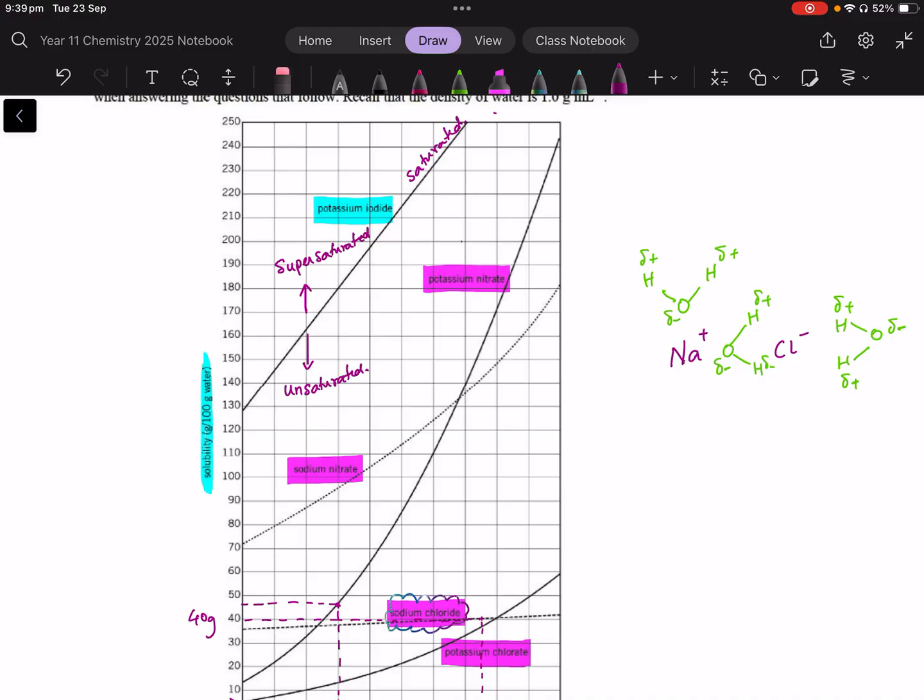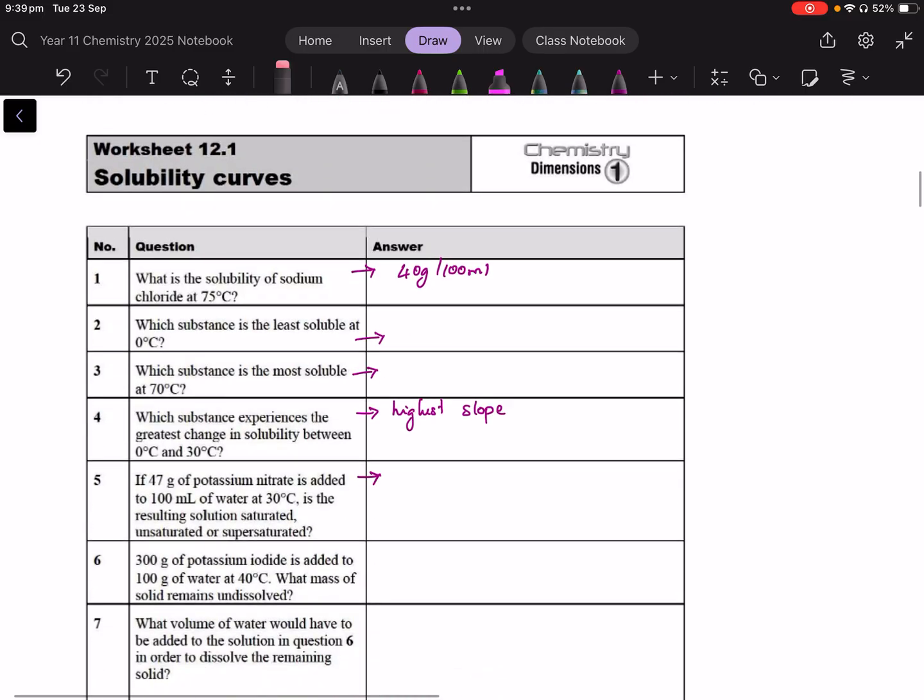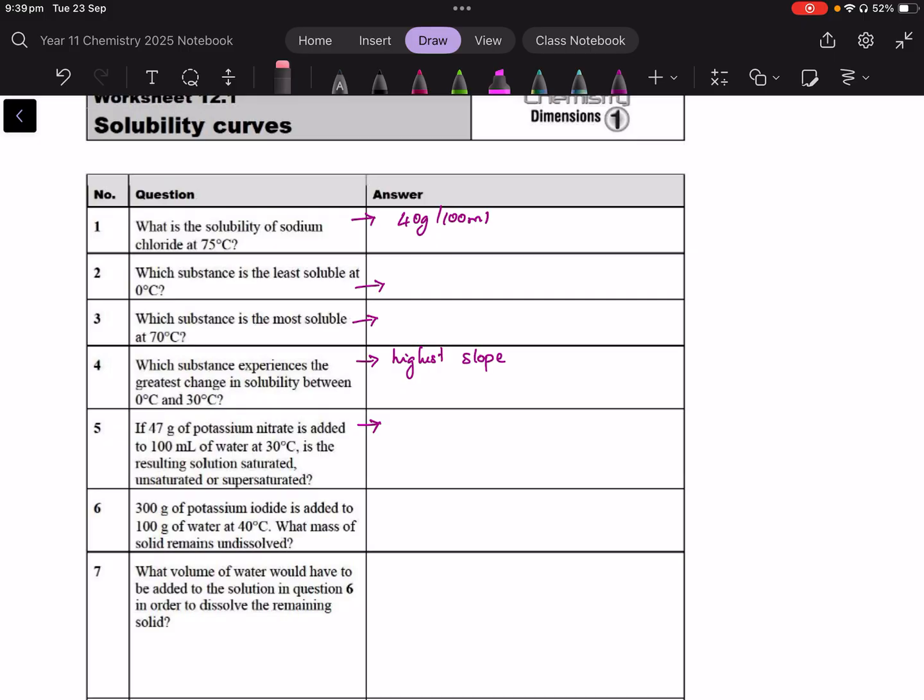So if I take, let's say, let's take a good example here. If I take 120 grams of potassium nitrate at whatever this temperature is, this is unsaturated in 100 milliliters of water. I need to have more than that for it to be saturated, which would be about 145 maybe.